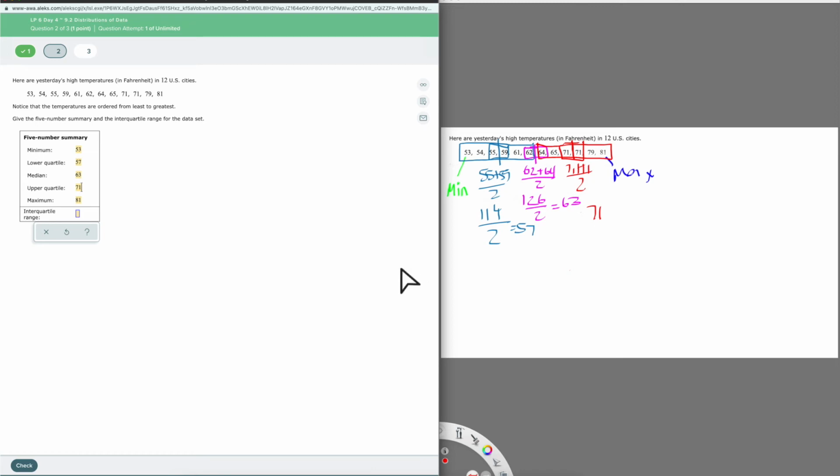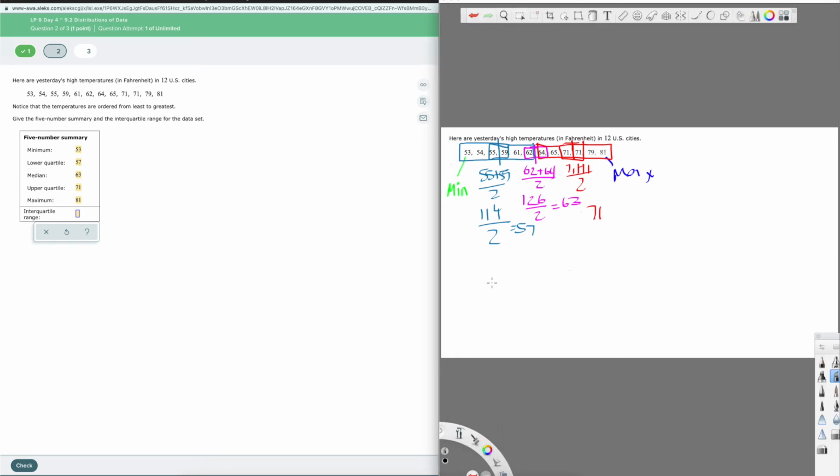The last piece here, which is our third possible new word, is interquartile range. So what that means is I want to take the lower quartile and the upper quartile and subtract them. I want to know how far apart they are. So I'm going to take the lower quartile from the upper quartile. That way I don't end up with a negative. You always want to do the lower from the upper.